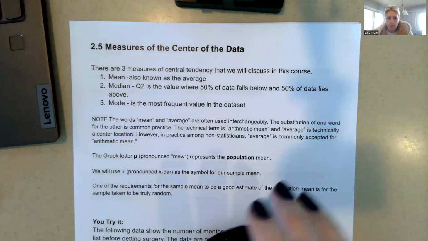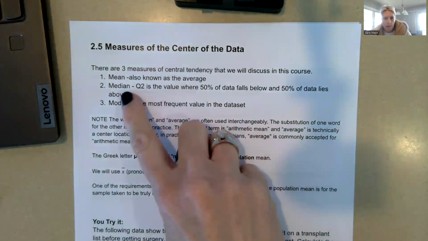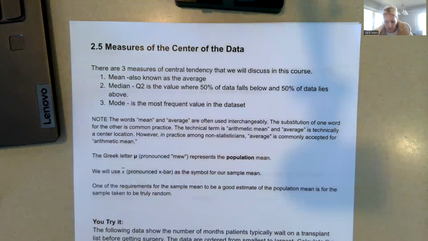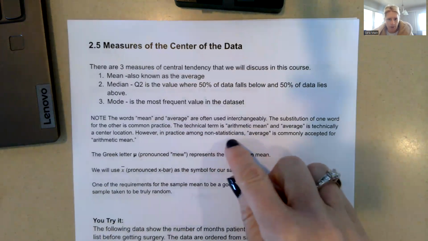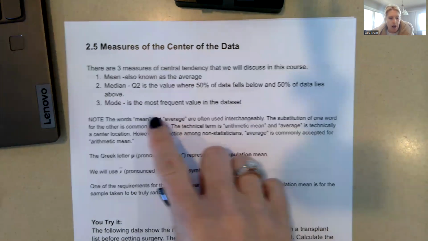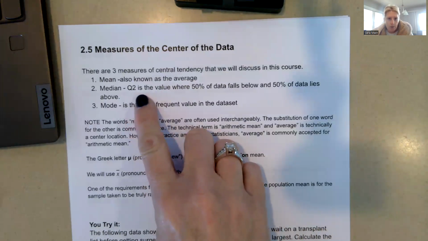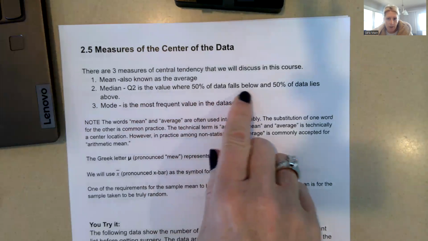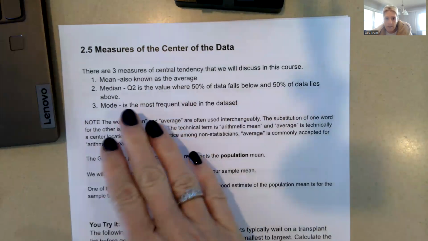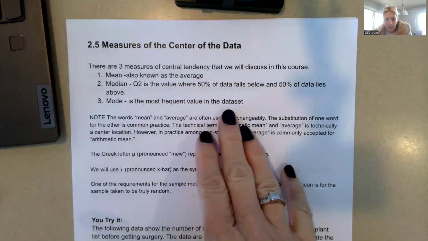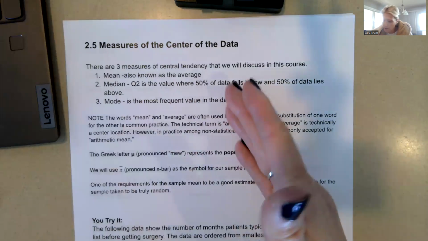There are three measures of center. The first one is called the mean. A lot of times we will say that's the average. You've heard that before, I'm sure, where we take all the data values, add them together and divide by the number there are. The median, Q2, is the value where 50% of the data falls below and 50% of the data lies above. And the mode is the most frequent value in the data set. So you're just going to count which one occurs the most, and that is the mode.